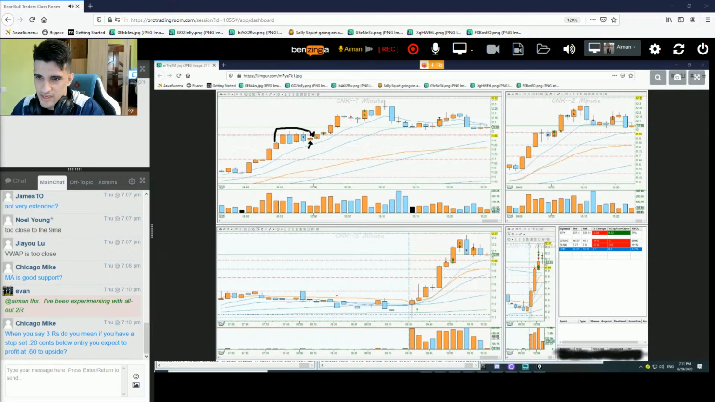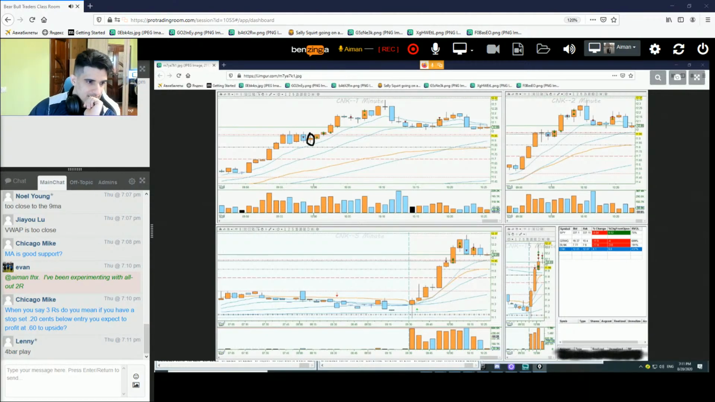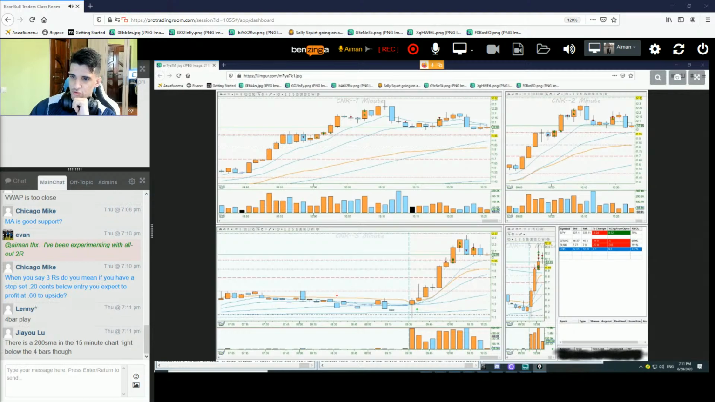Why would I have liked this entry here? Anyone? This entry. Exactly, Laney. 4-bar play. What do we have? We're having green, red, green, red, stock going up, coming back down, taking it to the short side, stop loss right here, and then getting stopped out. So this is not bad. If you had just waited for the setup, eventually it still did it, and you got stopped out. Nothing bad about it.